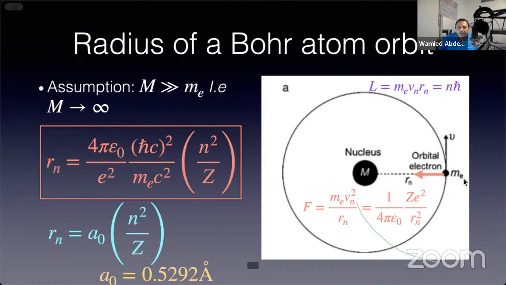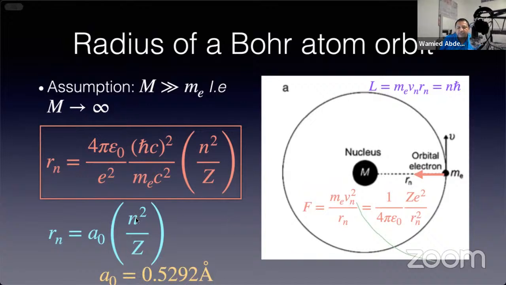Then we can calculate the allowed orbits, the radius of these orbits in such an atom, and it's given by this formula here. The radius of the orbit is proportional to the principal number n squared, and inversely proportional to the atomic number Z. For example, for hydrogen and a helium ion with one electron, the first radius for hydrogen, n equals 1 and Z equals 1, is just given by this Bohr radius.